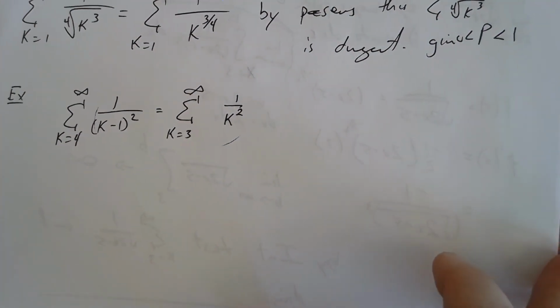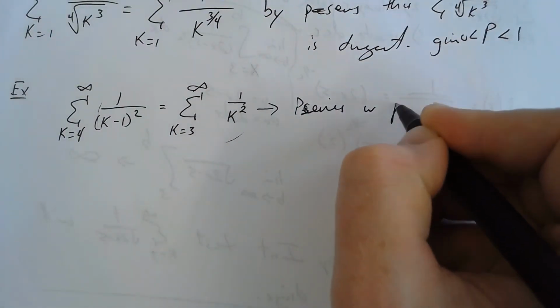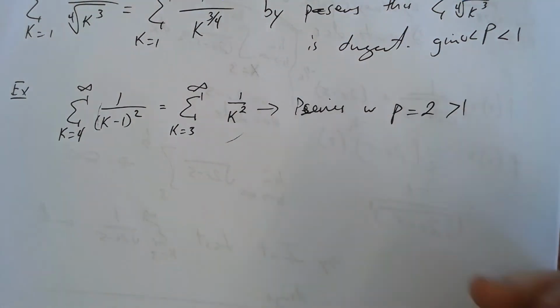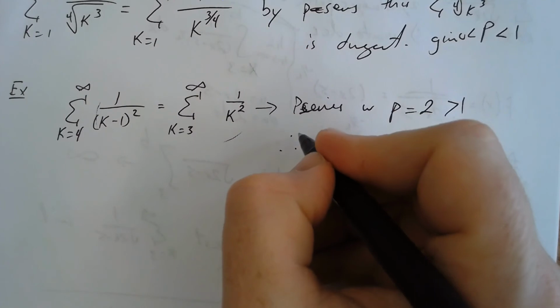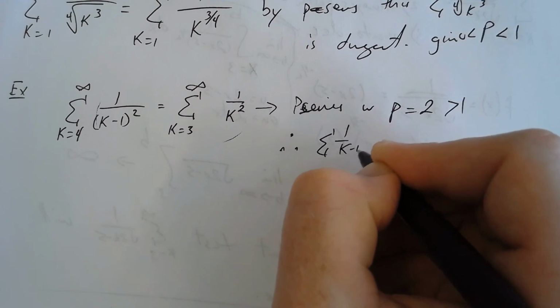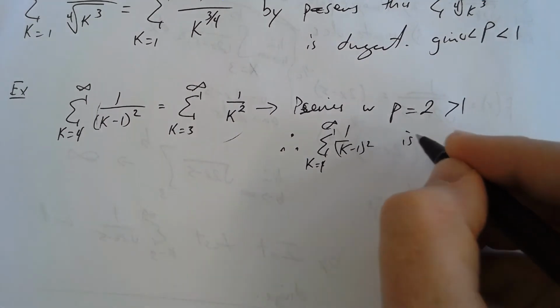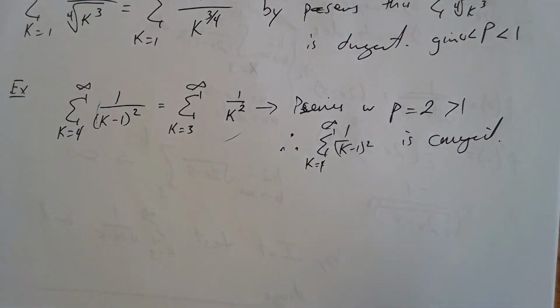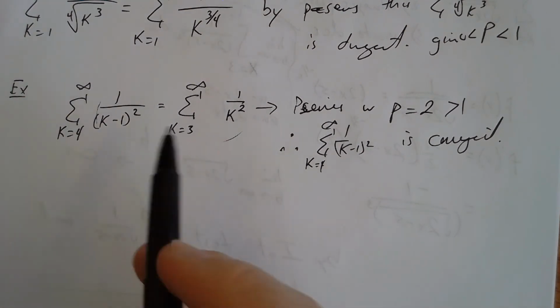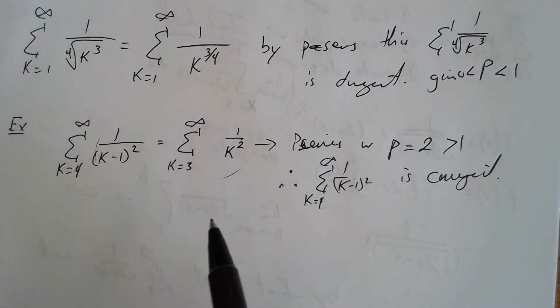So with this being done, I can then say, hey, this is nothing more than a p-series with p equal to 2, which is greater than 1. Therefore, the series 1 over k minus 1 squared from k equals 4 to infinity is convergent. Again, there's no statement about what it's convergent to, just that it is convergent. And if you don't feel comfortable stating this using the p-series rules, you can prove this using the integration techniques. They will work hand in hand.